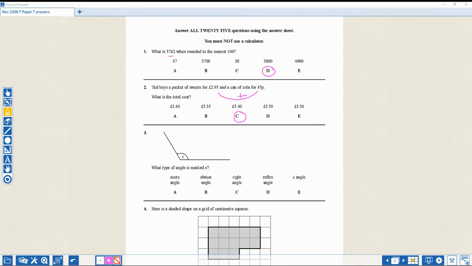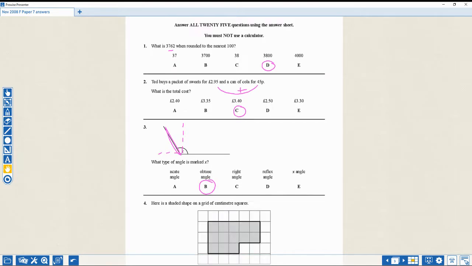Question number 3, what kind of angle is marked X? Well, if we do a right angle and a straight line, we can see that this angle is greater than a right angle but less than 180, which means it's an obtuse angle. Move this up a little bit.